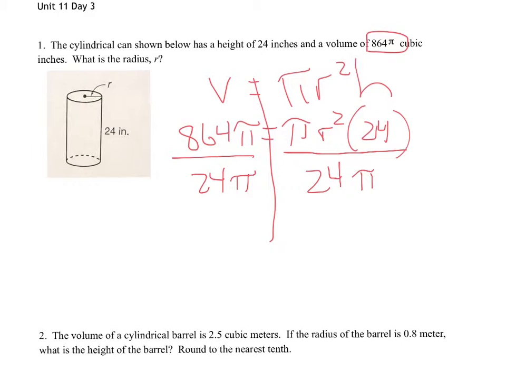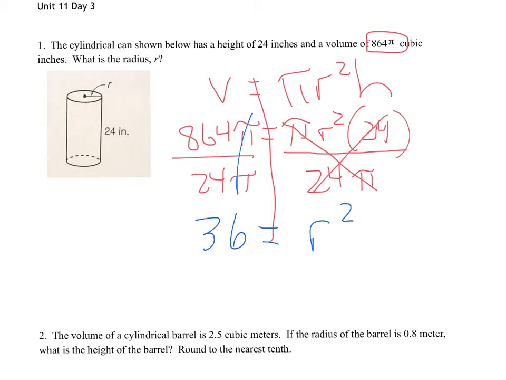Because this means the 24s will cancel out, the pi's will cancel out, and it leaves me just my r squared, so I'm almost down to r where I want to be. So here's r squared. My other side, these pi's also cancel out. And then all I need to do is take 864 and divide it by 24, and that gives me 36. So I've got 36 equals r squared.